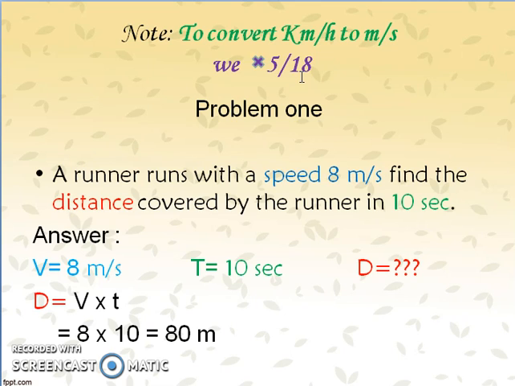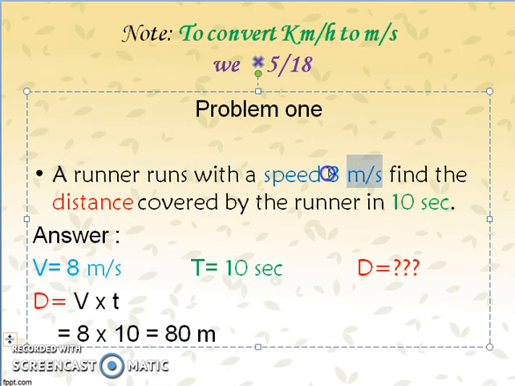Let's look at problem 1. A runner runs with a speed of 8 meters per second. So this is the speed, guys, the v. Please find the distance covered by the runner in 10 seconds. They want the distance, which is d. Okay, if the runner runs in 10 seconds, they already gave you the seconds here, which is the time.